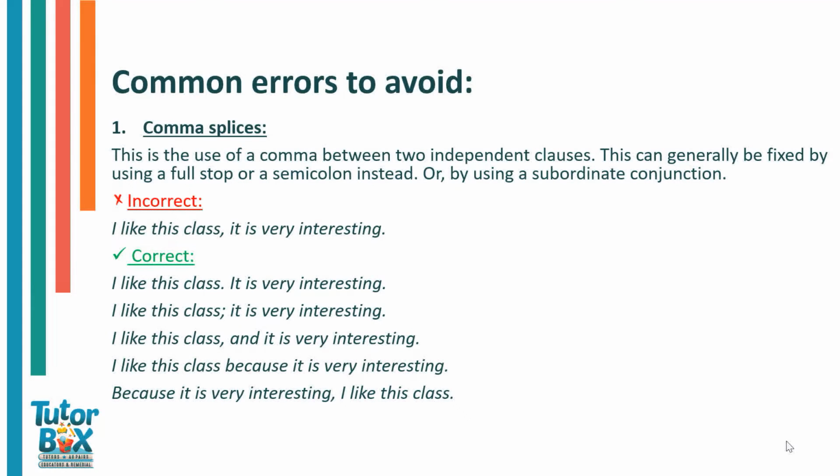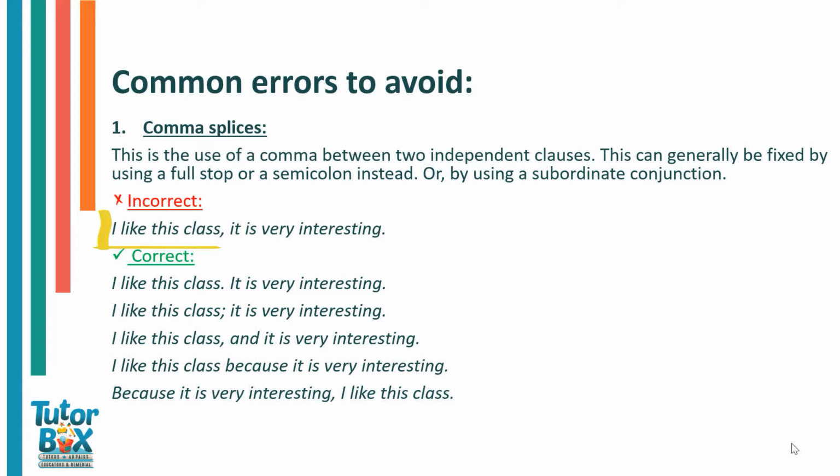So guys, now we're on to the last part of the lesson, which is common errors to avoid. So the first common error to avoid would be a comma splice. This is the use of a comma between two independent clauses. This can generally be fixed by using a full stop or a semicolon instead, or by using a subordinating conjunction. The common errors to avoid are best explained by showing examples.